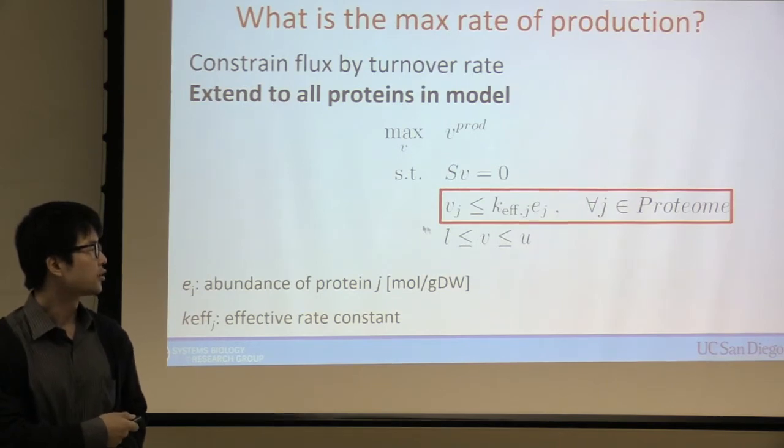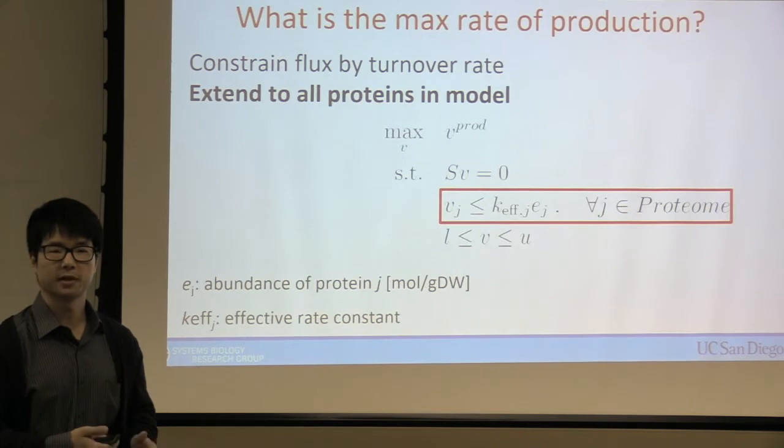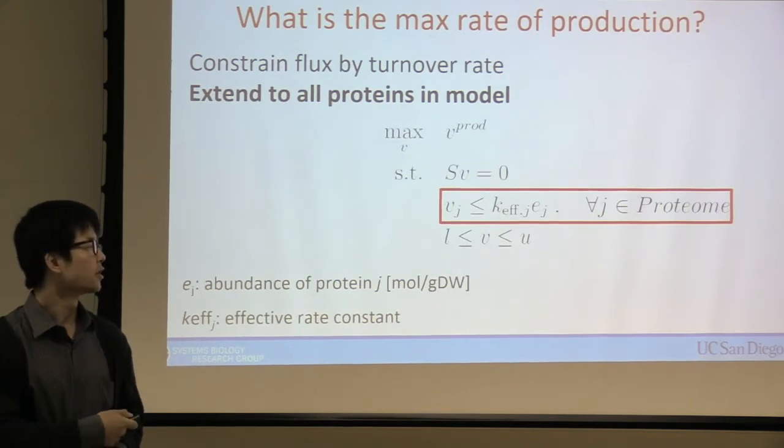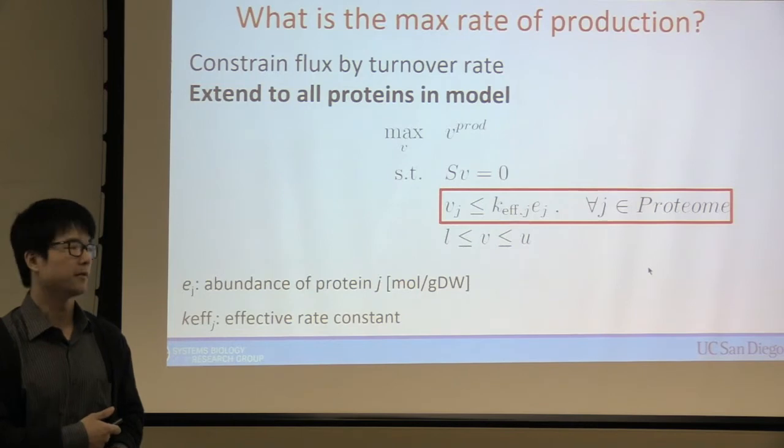And we apply this constraint for essentially all of the proteins, all of the enzymes in our reconstruction. And so we have this flux limited by the catalytic efficiency for all of the enzymes in our proteome. And so that's what we have here.